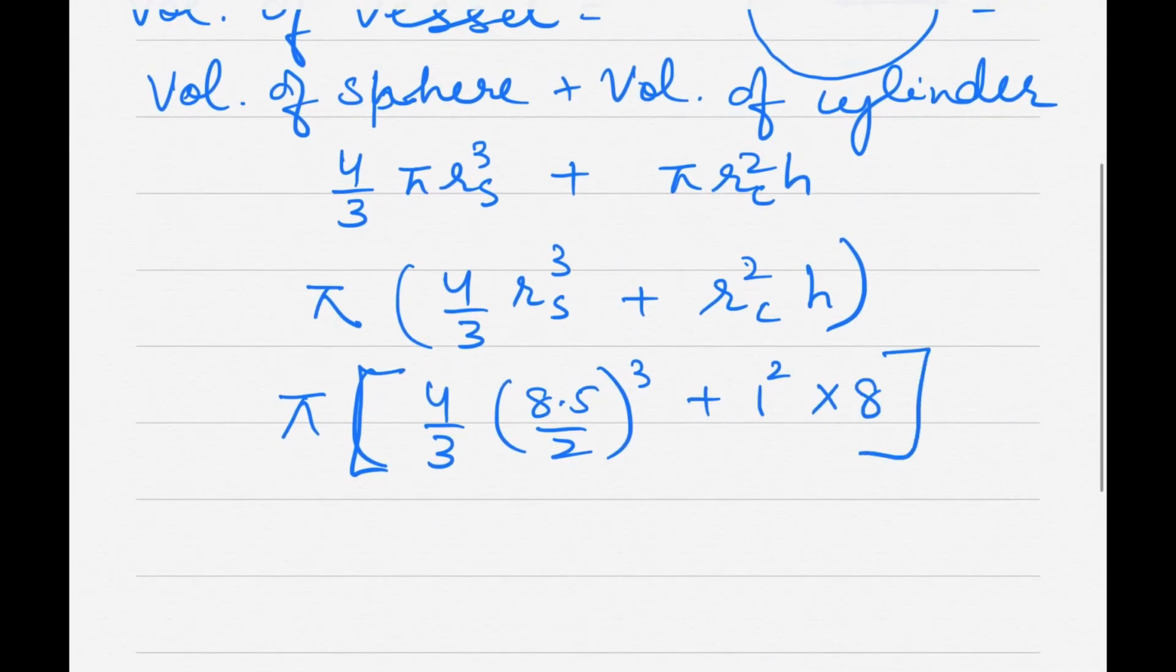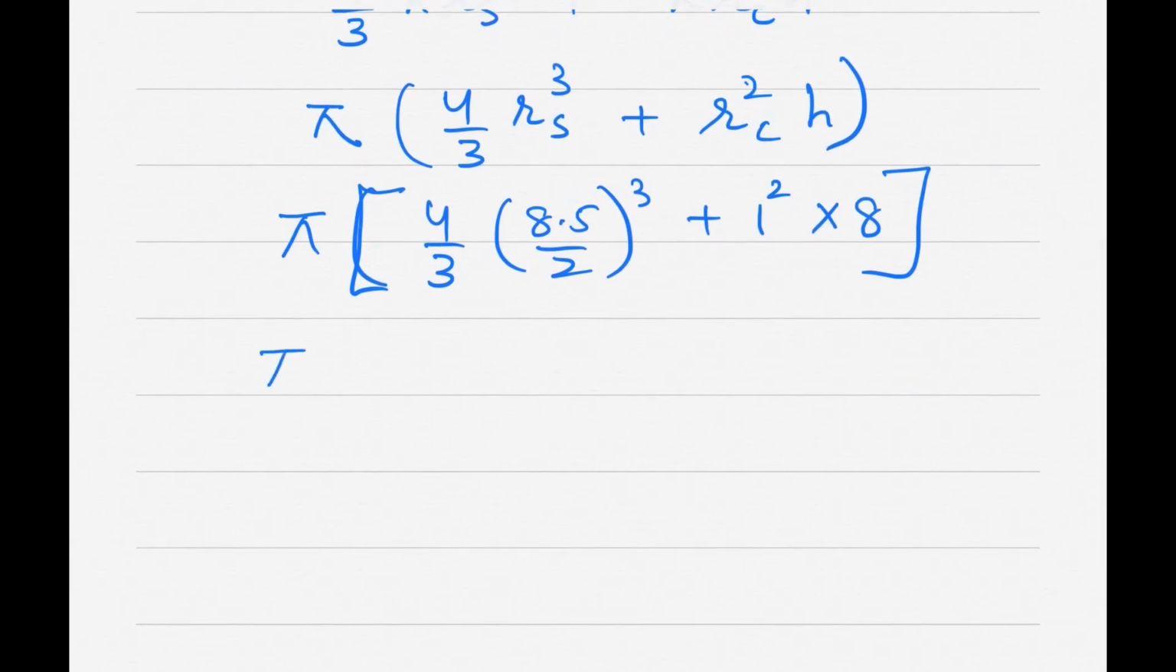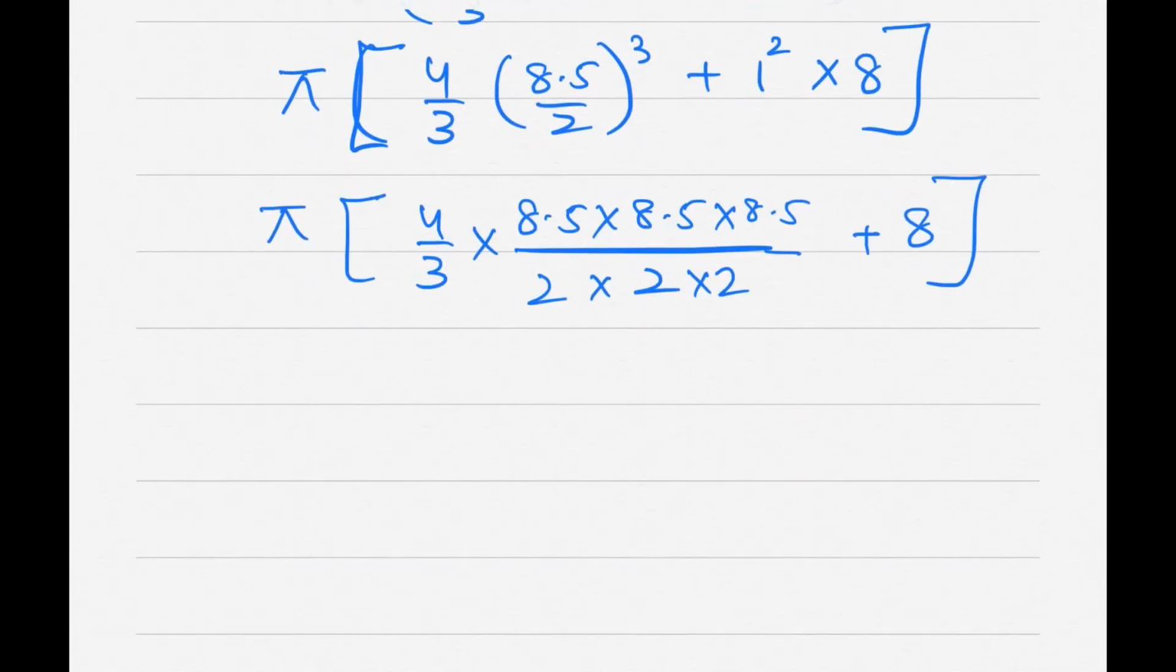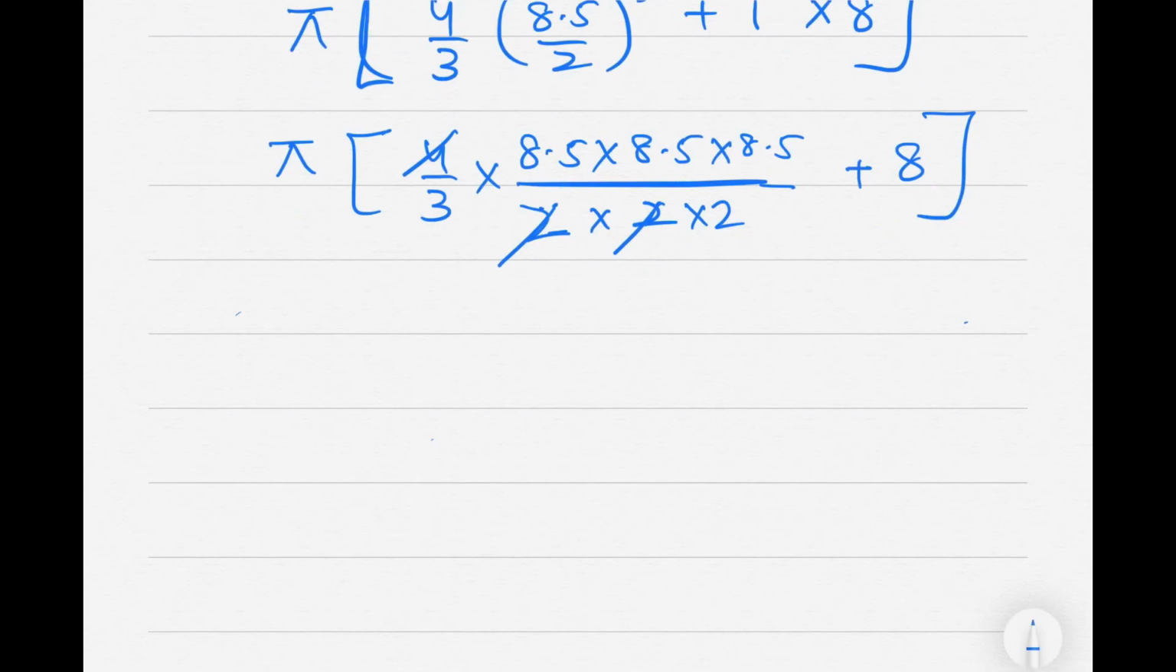So 1 squared into height is 8. Okay, so I have to solve this now. Pi into 4 by 3 into 8.5 into 8.5 into 8.5 by 2 into 2 into 2, this is also cubed, plus 1 squared will be 1 and 8. Okay, so this 2 and 2 gets cancelled with this 4. Now let's calculate. So pi will remain as pi, and this becomes 6 in the denominator.